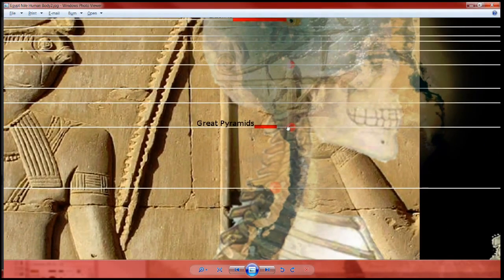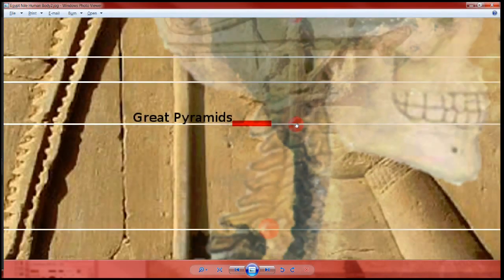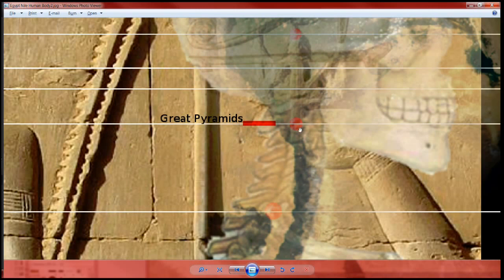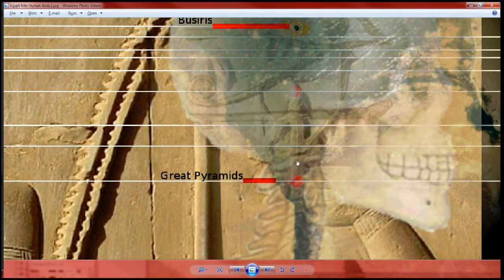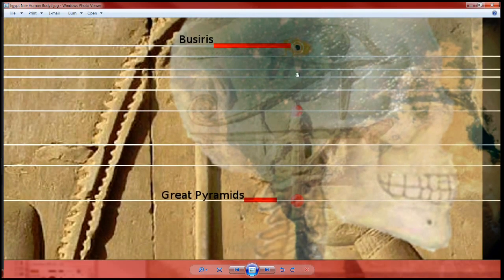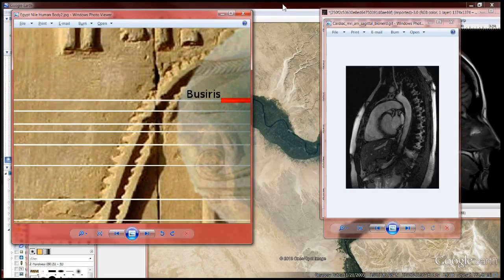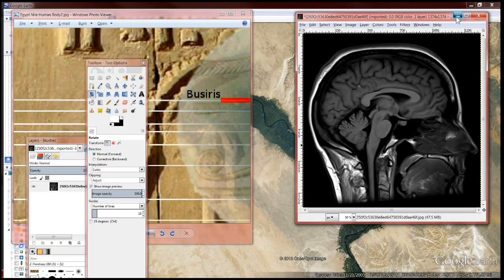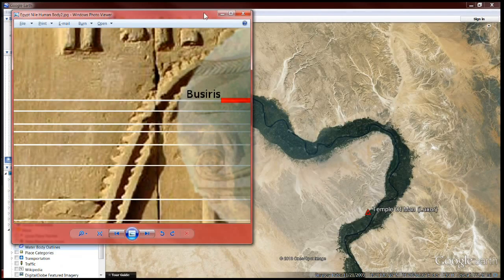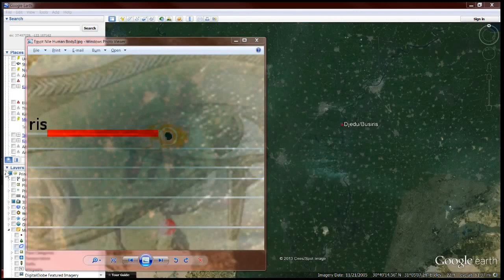the Great Pyramids are located on a phi line compared to everything else, and this is exactly where everything starts moving into the base of the skull. And as you can see, this trapezoid right here is showing you the pons area, and then right up here is Busiris. Now let me show you something interesting about this, because when we come back to our Google Earth, this is where Busiris is located.